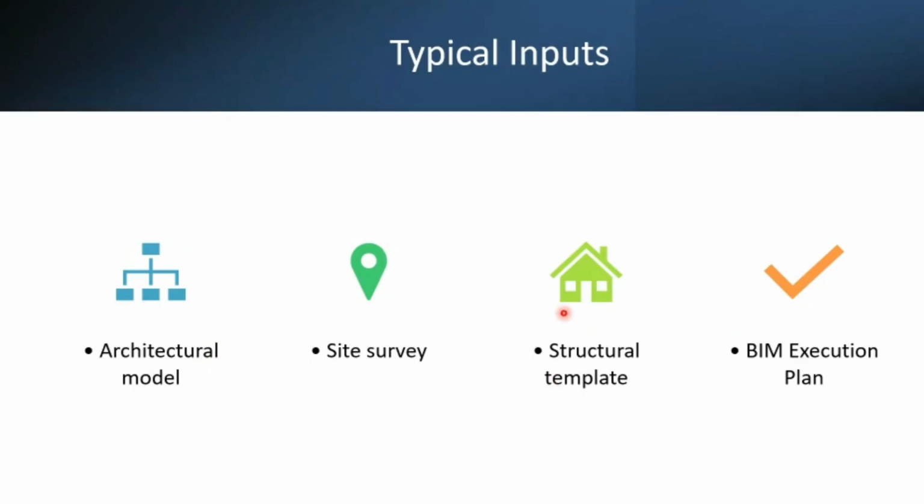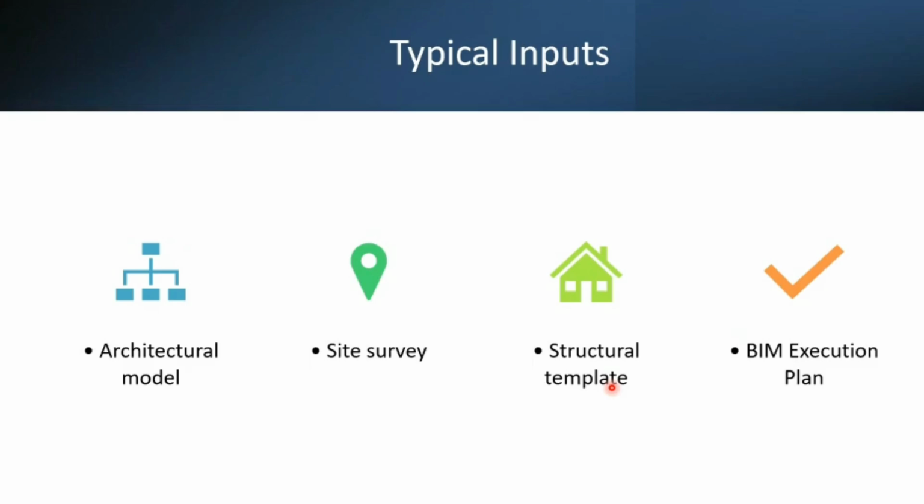You also need a structural template because the template defines the line weights, the visibility graphics, the views, and so on. If you're working in a company, your boss or director provides you the templates and the formats. If you don't have one, then you can use the structural template embedded in Revit. You can use that to develop your own template or develop your model.